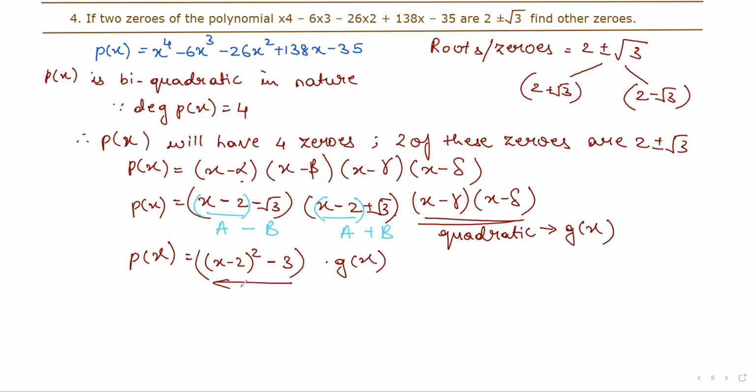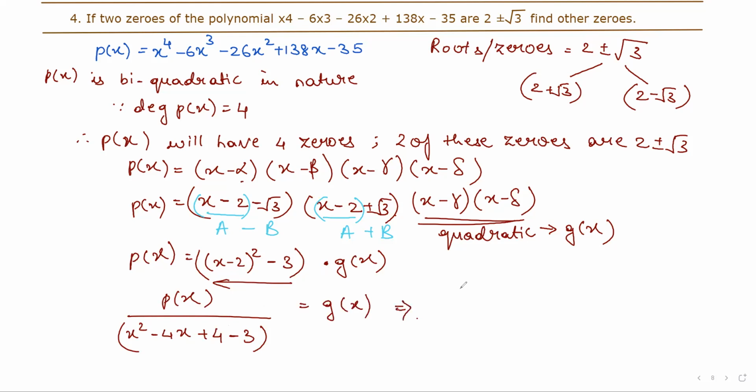Let's take this on the left hand side. On the right hand side, it is multiplied with g of x. On the left hand side, it will be divided by p of x. So p of x divided by, let's expand this, x square minus 4x plus 4, minus 3 is equal to g of x, which implies, placing the value of p of x over here, x to the power 4, let's change the value.